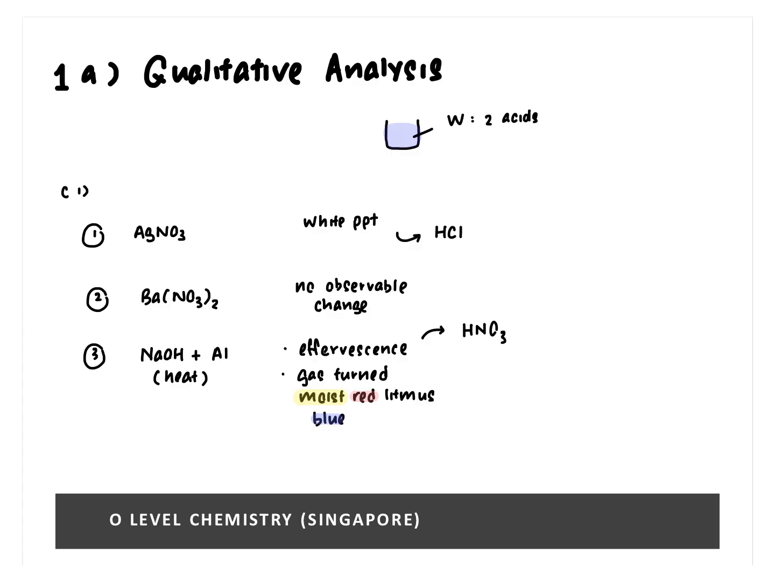And then for the last test, you would see effervescence, and when you test for the gas using your moist red litmus paper, it should turn blue, which indicates that ammonia gas was produced and that the solution W contains a nitrate ion. So with that in mind, that means that the mixture of acids will be your hydrochloric acid and nitric acid. This is pretty straightforward.